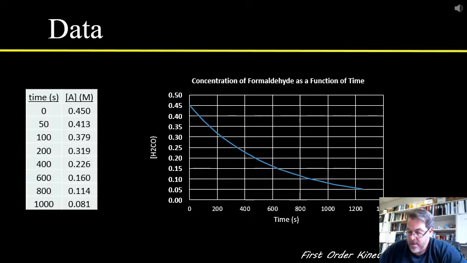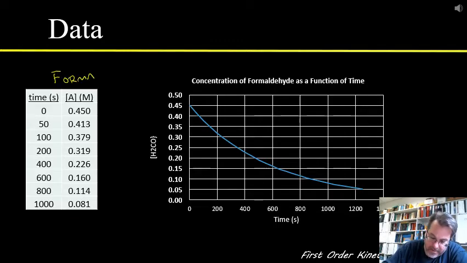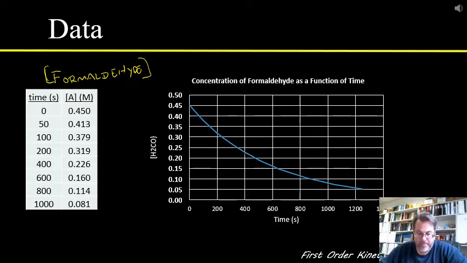All right. Okay, so here's some data collected for this reaction. We've got time from 0 to 1,000 seconds, and then we're tracking the concentration of A, which stands for the reactant, so this is really the concentration of formaldehyde as a function of time, and you can see that the concentration follows that same kind of path that we saw on the previous slide.